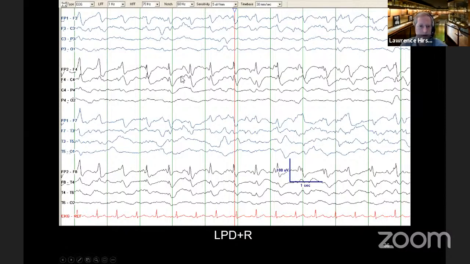Okay, so this one is clearly much more on the right hemisphere than the left, which makes it lateralized. So this is LPDs plus R.